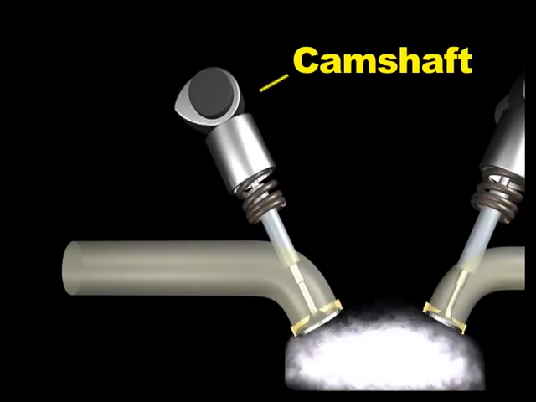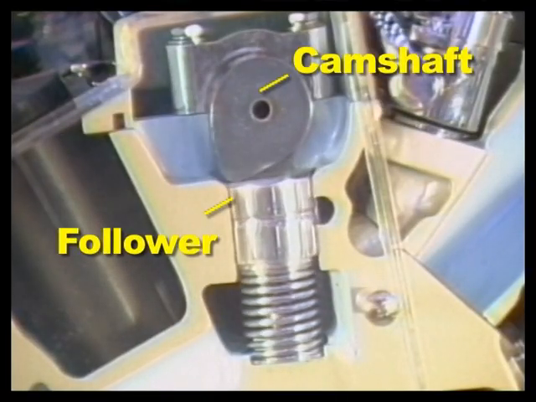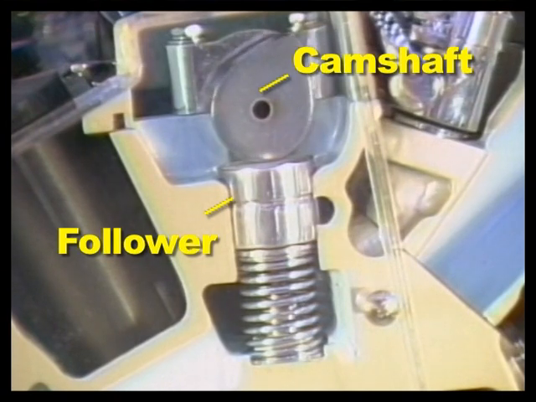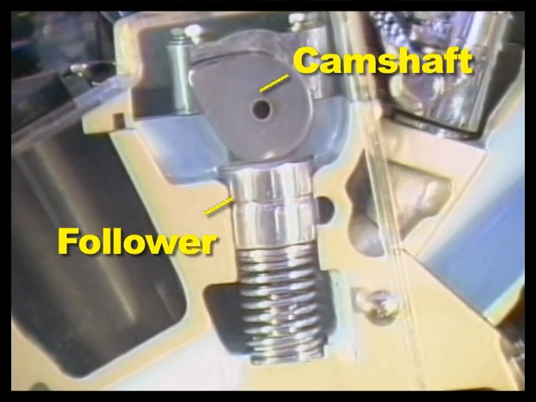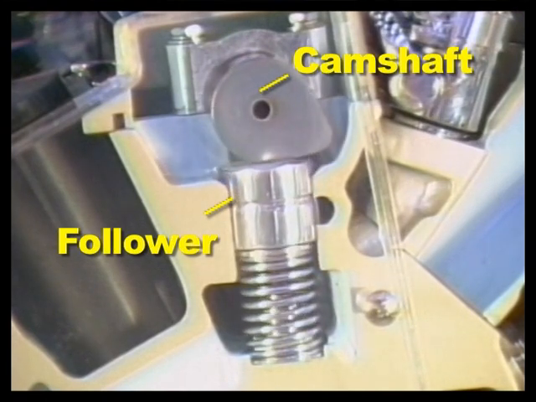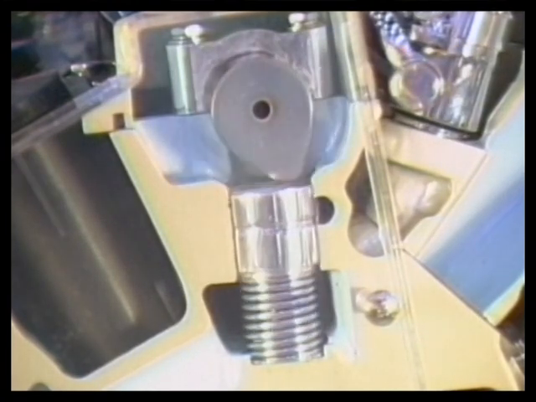A camshaft is used to open the valves. On this engine, a cam follower fits between the valve and the camshaft. The valve spring pushes the valve closed whenever the camshaft rotates away from the follower. During actual engine operation, the camshaft would be rotating much more quickly.